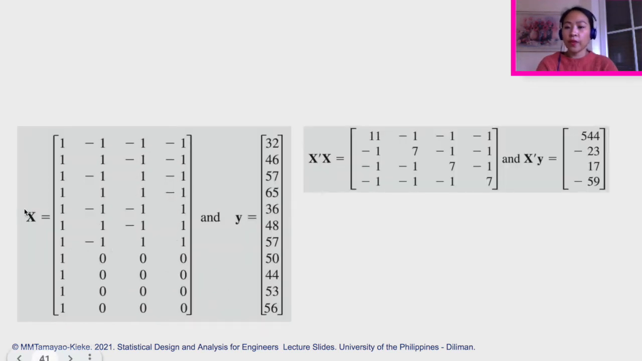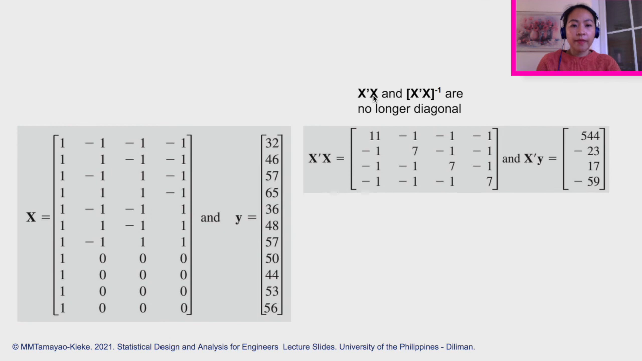Again, we express the data in matrix form. So X is equal to this. We only have a 4 by 11 matrix here instead of the 4 by 12 matrix, and here we have an 11 by 1 matrix. Similarly, we get X prime X and then X prime y. This would be the corresponding matrices.